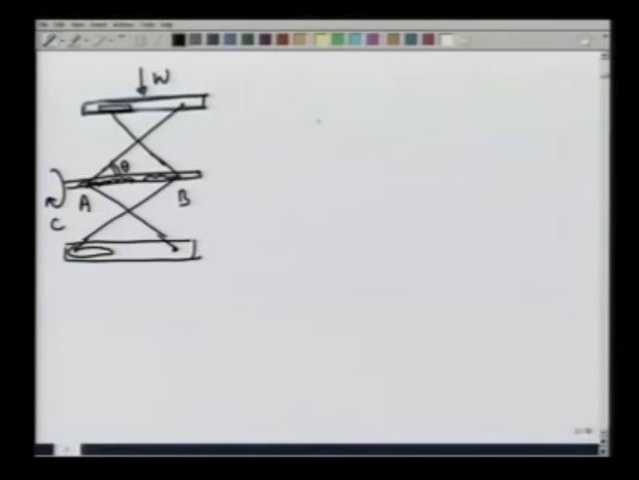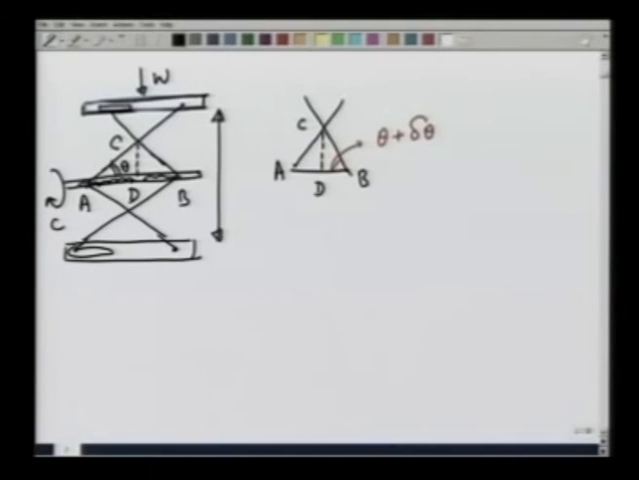So when the length reduces, theta becomes slightly larger. Let us say this goes to theta plus delta theta. Let's call this length AB, the top of the triangle C, and the perpendicular distance from C to AB, CD. So CD increases. The total length would increase by 4 times the increase in CD, because there are 4 gaps like these.